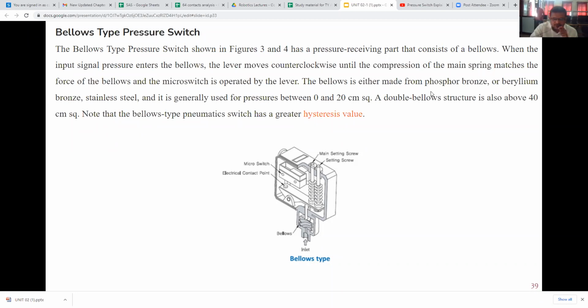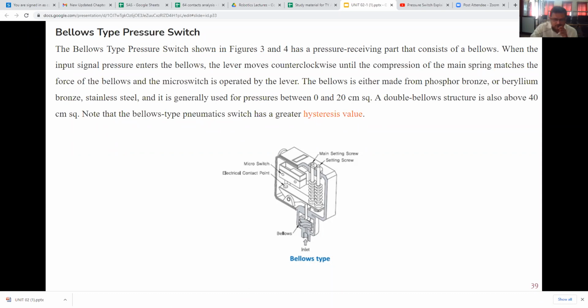The bellows is made of phosphor bronze or beryllium bronze or stainless steel, and it is generally used for pressures between 0 to 20 kg per centimeter square. A double bellows structure is also used above 40 kg per centimeter square. Note that the bellows type pneumatic switch has a greater hysteresis value. Therefore, like this it operates.